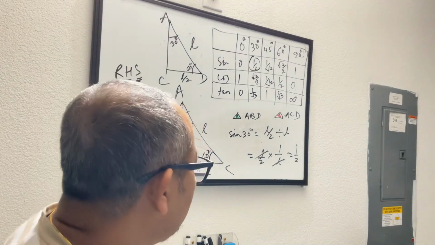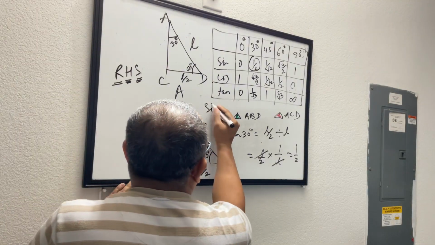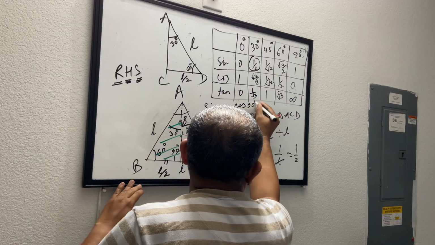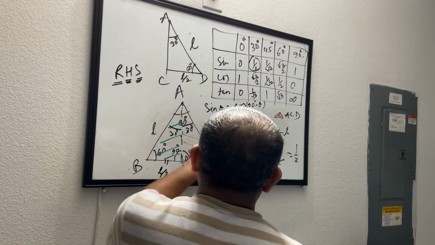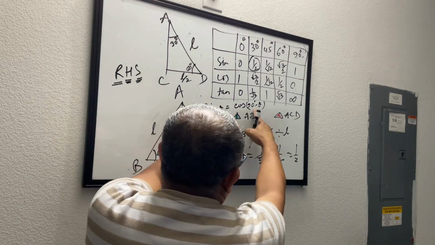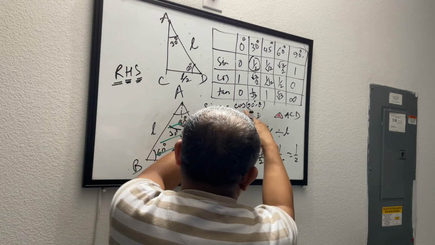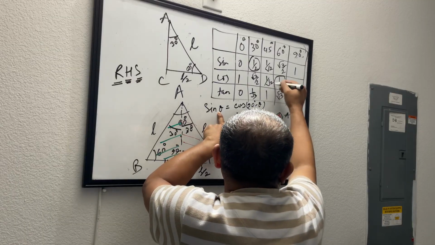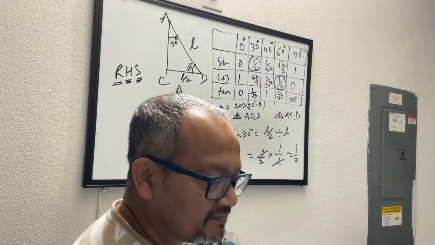And going by the concept of sine of theta equal to cos of 90 degree minus theta, put that theta equal to 30 degree here and here. So sine of 30 degree will be equal to cos of 90 degree minus 30 degree, cos of 60 degree.